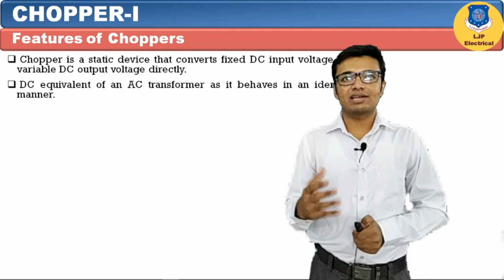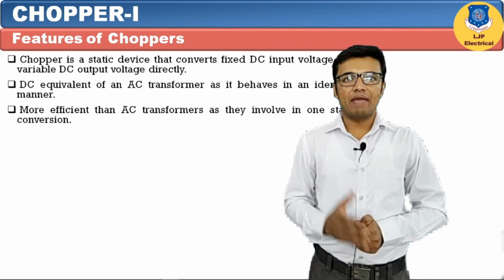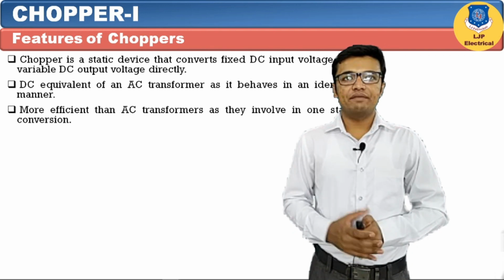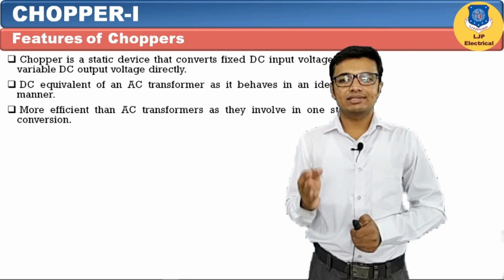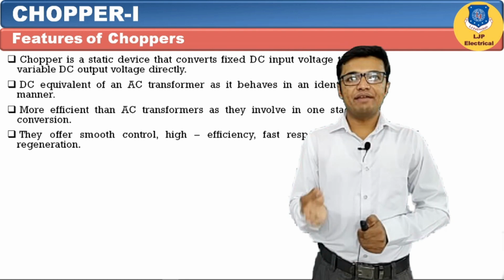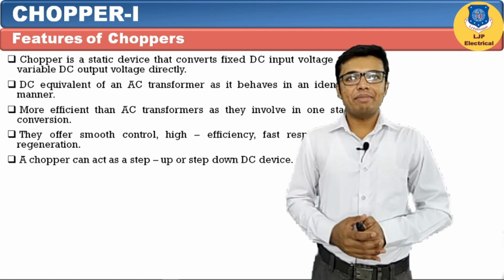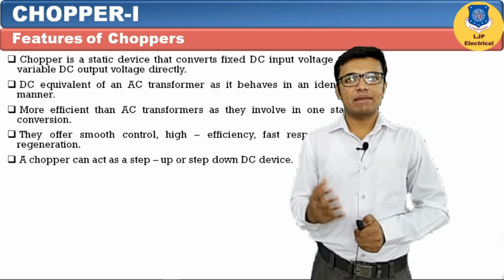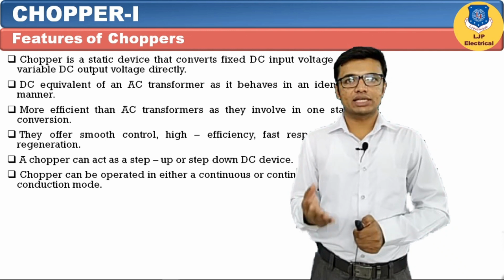It is the DC equivalent of an AC transformer, behaving in an ideal manner, and more efficient than an AC transformer as it involves only one stage of conversion. Chopper will offer smooth control, high efficiency, fast response and regeneration. Chopper may act as a step up or step down device. Chopper can operate in either continuous or discontinuous conduction mode.